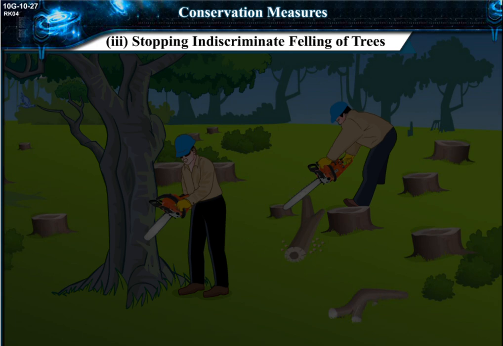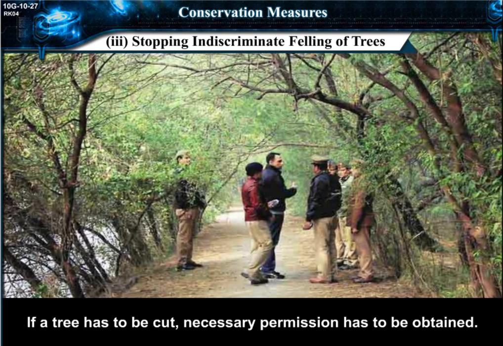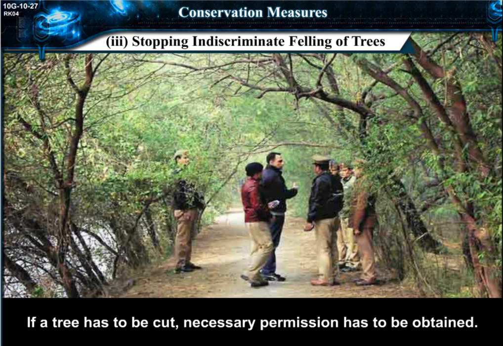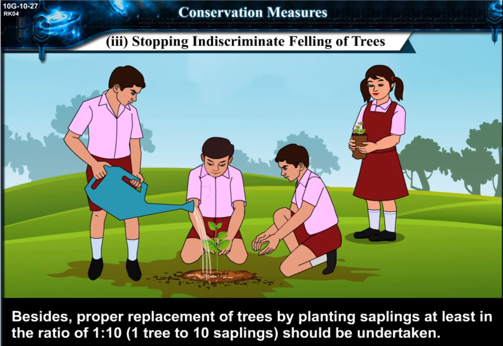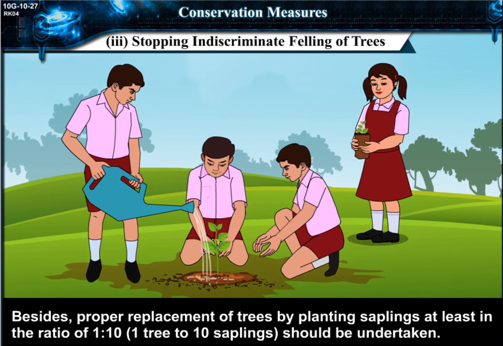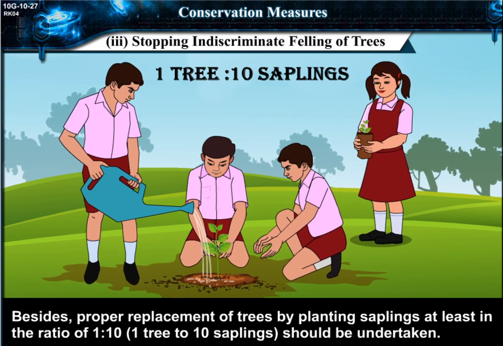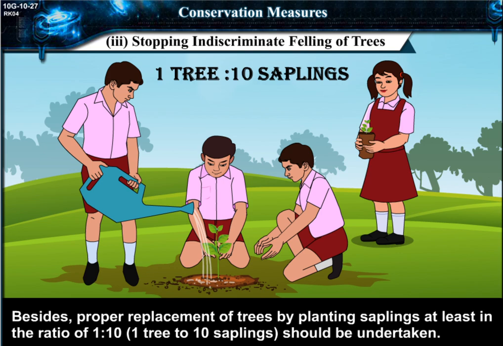Third, stopping indiscriminate felling of trees. There should be a strict ban on felling of naturally growing trees. If a tree has to be cut, necessary permission has to be obtained. Besides, proper replacement of trees by planting saplings at least in the ratio of 1:10, that is 1 tree to 10 saplings, should be undertaken.